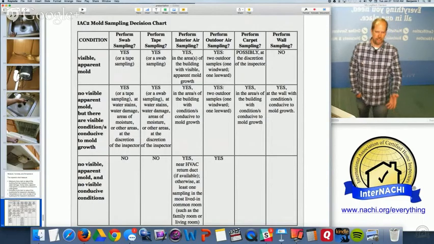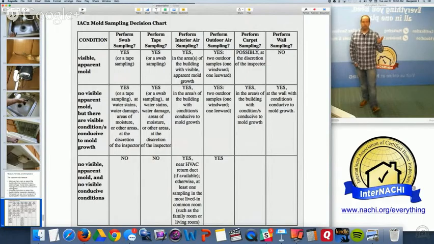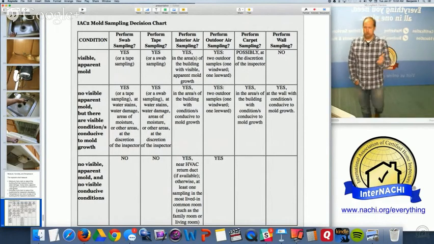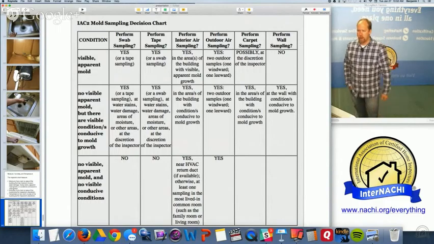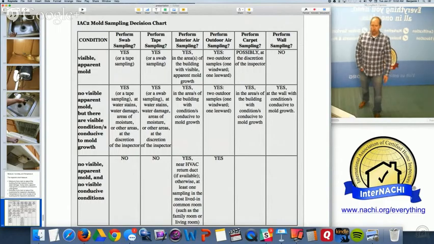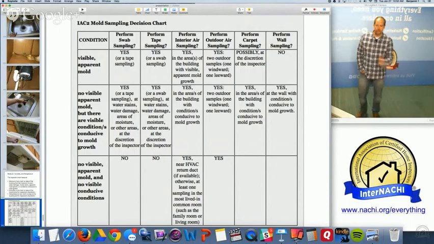So if you have visible apparent mold, you could perform a mold sampling. You want to perform? Yeah, sure. It's up to you. You can do a mold swab or a tape. Let's say you have no visible apparent mold growth, but there are visible conditions conducive to mold growth. Well, you can take mold sampling right across the board, any kind of sampling, indoor air sampling, outdoor air, carpet.